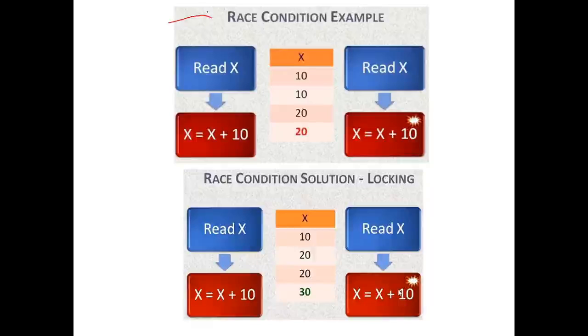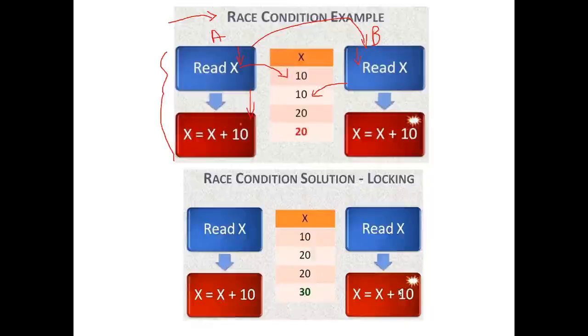Let us see an example of a race condition. There are two processes, process A and process B. First, process A has to execute this code, and only then process B has to execute. After reading the value of X by process A, only then can process B read the value of X. First process A reads the value of X, that is 10. Then process A is going to increment the value of X. But before incrementing, in between, B interrupts and reads the value of X, that is 10.